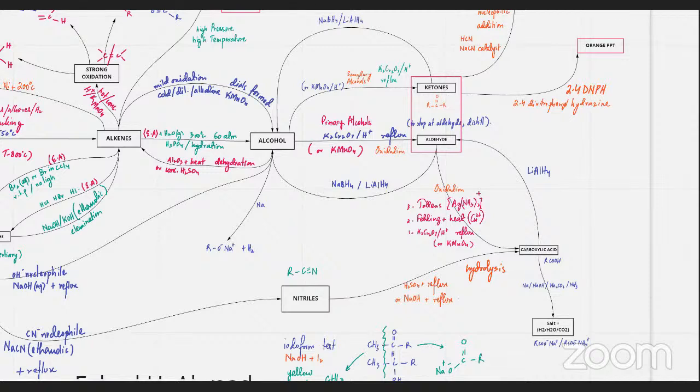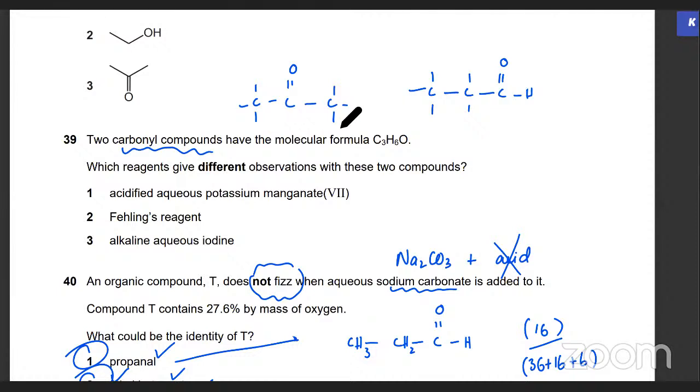So the first option, option number 1, the first one is wrong. But that is correct, actually, you get different observations. You're going to get different observations. This will get oxidized, this will not get oxidized. Fehling's, that will also give you different observations. Why? Because one of them will get oxidized. The other one is not going to get oxidized.